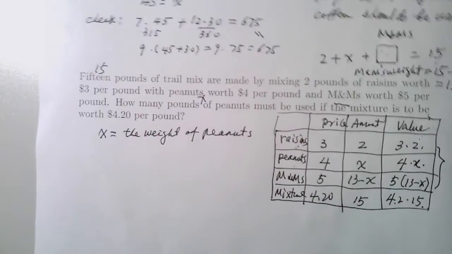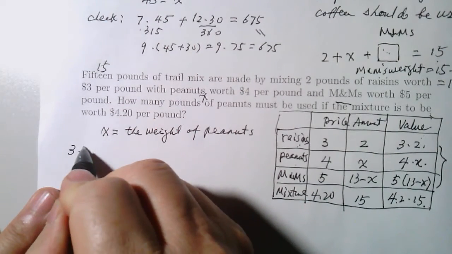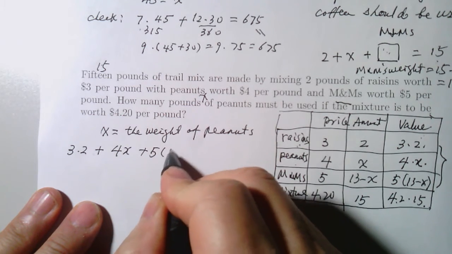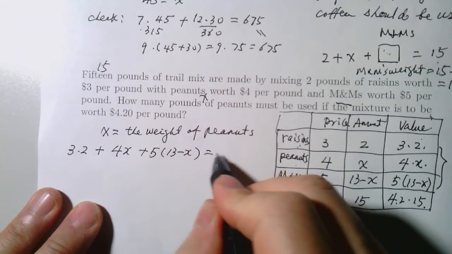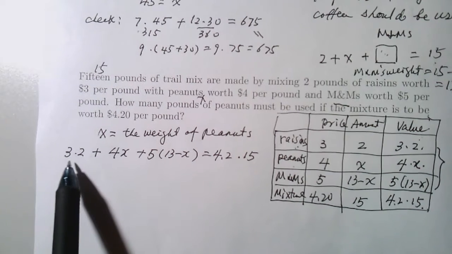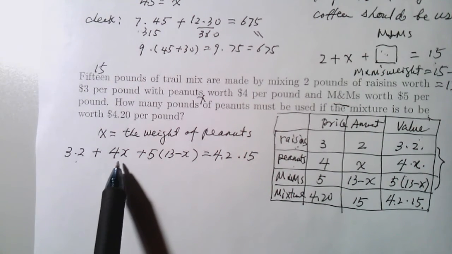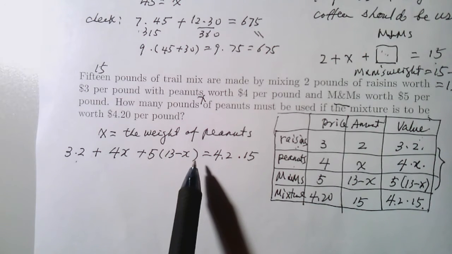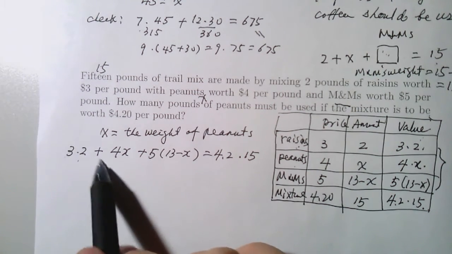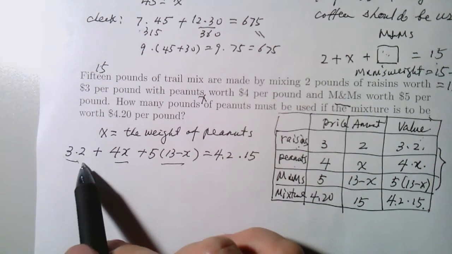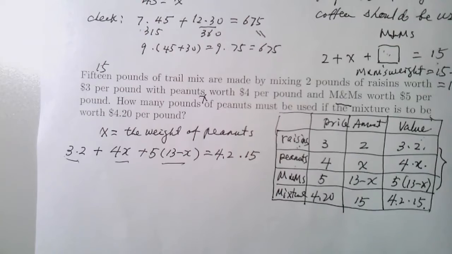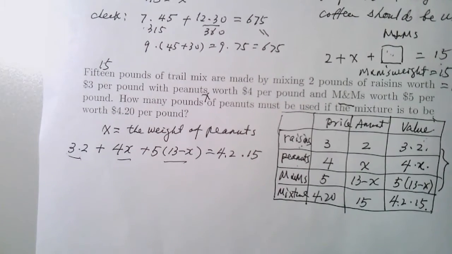So now we have our equation. So here 3 times 2 plus 4 times X plus 5 times (13 minus X) equal to 4.2 times 15. So that's the value of raisin, value of peanuts, value of M&Ms. And that's the mixture's value. So before mixing, you list each value. Okay, now add all those values together. That equals the mixture's value. Okay, go ahead to simplify and solve this equation.